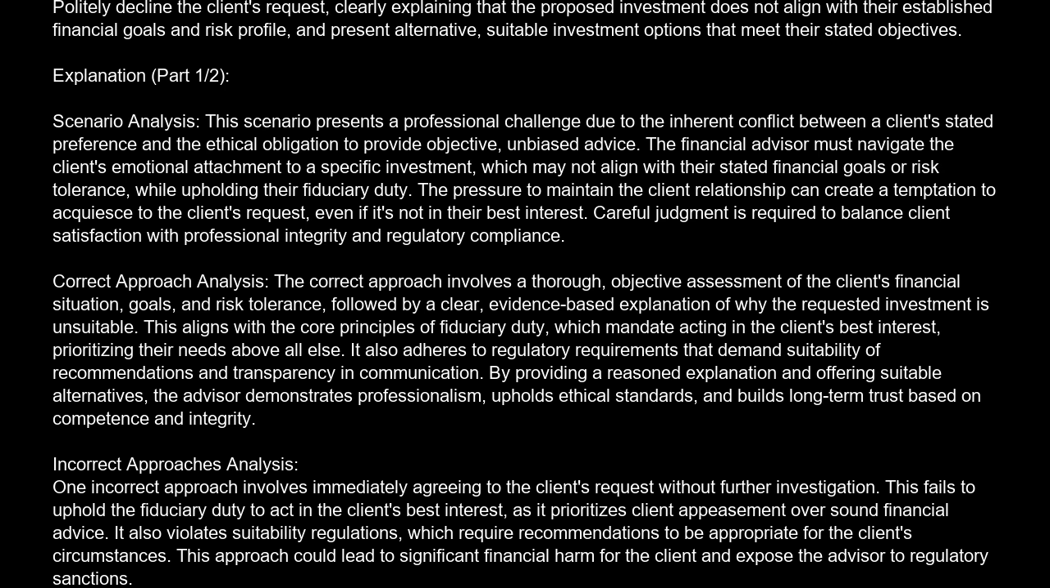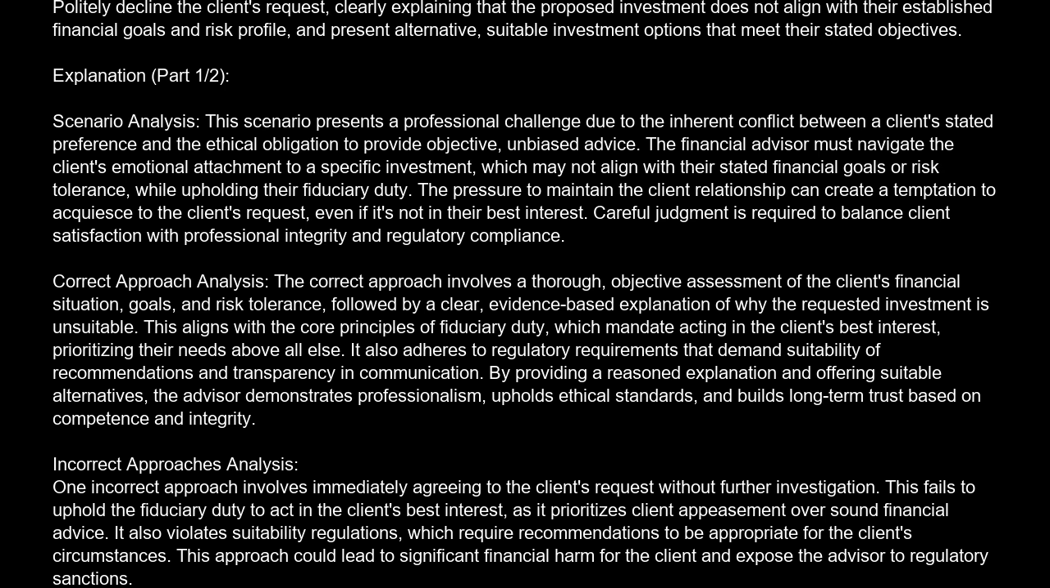Correct approach analysis. The correct approach involves a thorough, objective assessment of the client's financial situation, goals, and risk tolerance, followed by a clear, evidence-based explanation of why the requested investment is unsuitable. This aligns with the core principles of fiduciary duty, which mandate acting in the client's best interest, prioritizing their needs above all else. It also adheres to regulatory requirements that demand suitability of recommendations and transparency in communication. By providing a reasoned explanation and offering suitable alternatives, the advisor demonstrates professionalism, upholds ethical standards, and builds long-term trust based on competence and integrity.